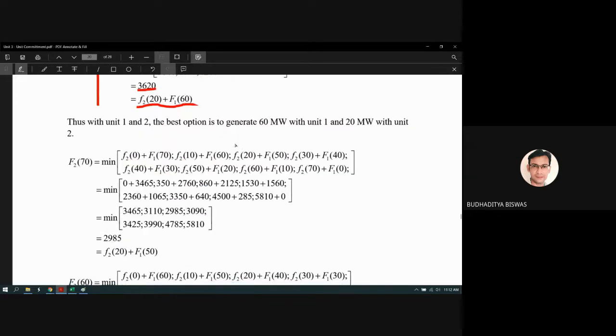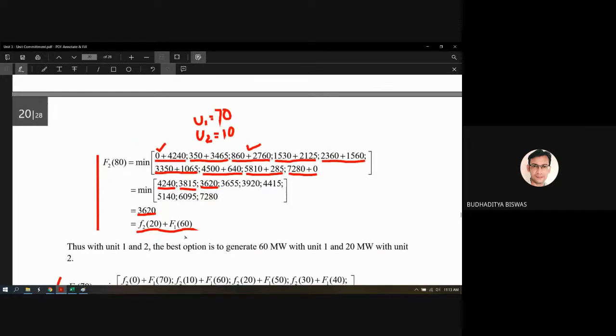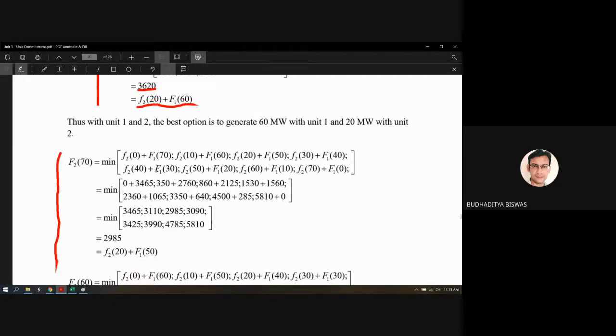Okay, so if you understand this one, then go for this. This is equal to F270. So F270, how to find out the F270? Actually, I forgot to mention this one. If I write it in this way, then it will be more clear to you.